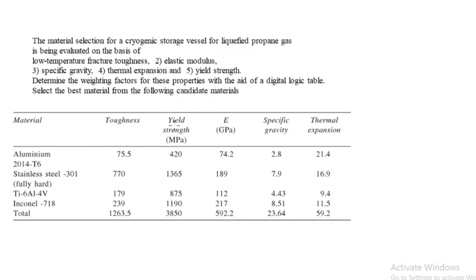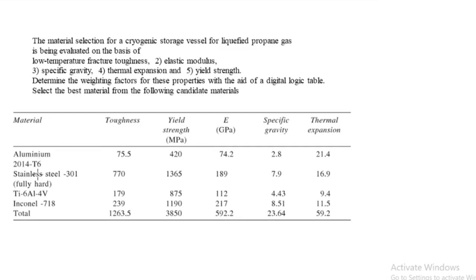So in this case, what we are supposed to do is construct the logic table and find the weighting factors. We use the logic table to find the weighting factors, and after that we also need to find the performance index and the summation. The one which has the highest performance index, that material will be used.